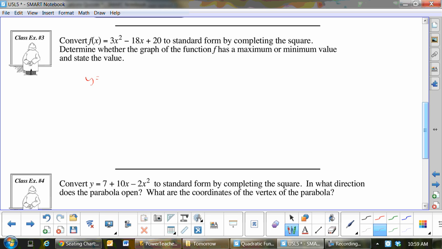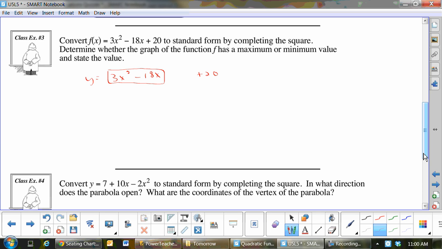Okay, y equals 3x squared minus 18x plus 20. You get that 20 out of there. I don't really care about it. So I'm just caring about those first two with x's in them. And to force it even more, I'm just going to put a rectangle around those two.